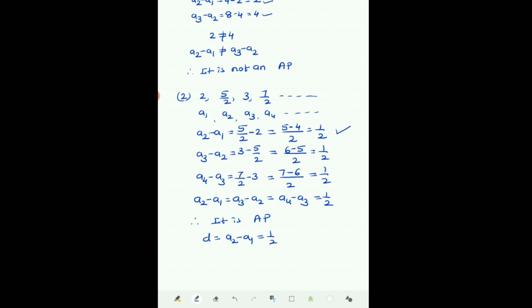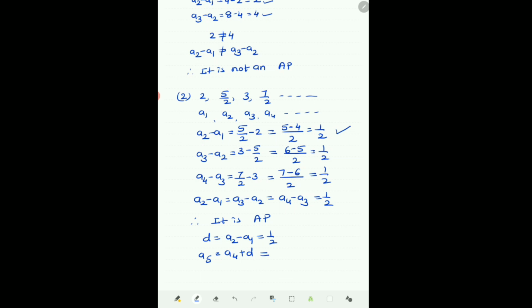Then next what you have to find out? Write 3 more terms. Write 3 more terms means which term is given there? A4 is given. So A5 means what? Must add D to the A4. To get the next term, D must be added, a fixed number to be added.